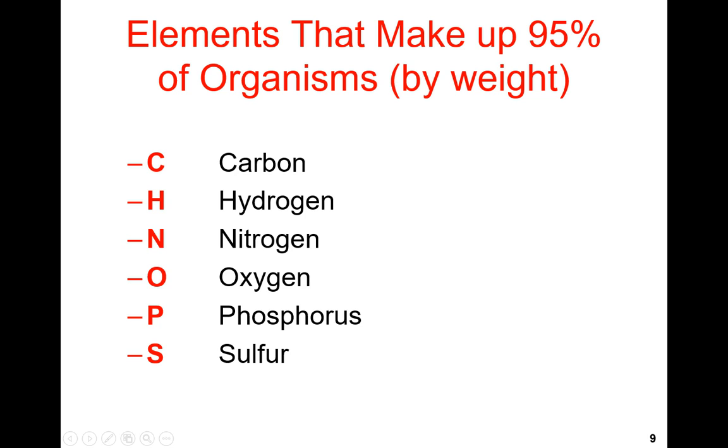So here are 6 elements to memorize. These make up 95% of organisms by weight. Even though there are 92 that we'll be looking at that are biologically more significant, these 6 we're going to focus on more. Carbon, hydrogen, nitrogen, oxygen, phosphorus, and sulfur. Our acronym, or you can make up your own, is CHNOPS.